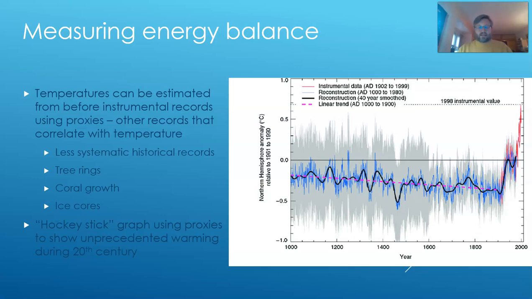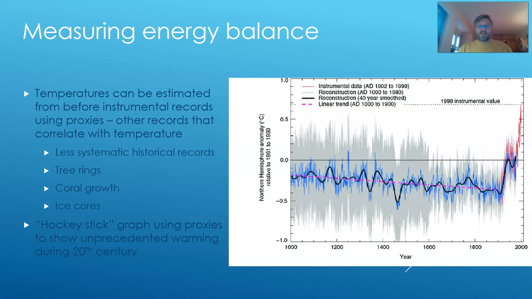We can use tree rings because the size of the rings that trees grow varies depending on the climate that they're experiencing each year. So we can use tree ring data to get some information about past climate conditions. The growth of coral does the same thing. Coral grows differently depending on the temperature that it's experiencing that year, and so we can look at a cross-section through a coral reef and find out something about past temperatures.